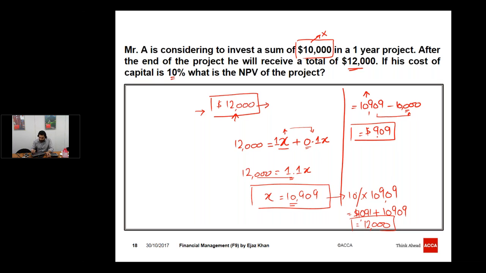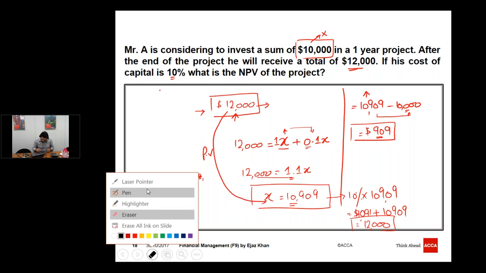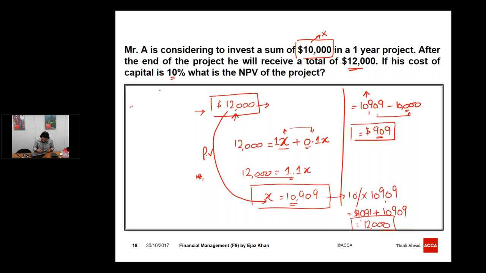And then let's see what this figure is. What we have done is we have just simply calculated the present value of the 12,000. It's the present value of the $12,000, 10,909. And let's see if we can calculate this figure with the help of the formula that we have learned, which was S is equal to P into (1 plus R) raised to the power N, right?